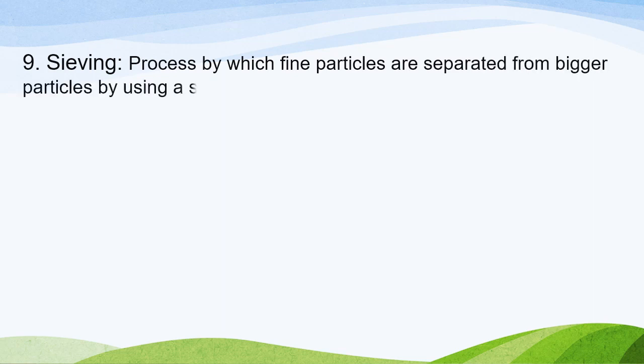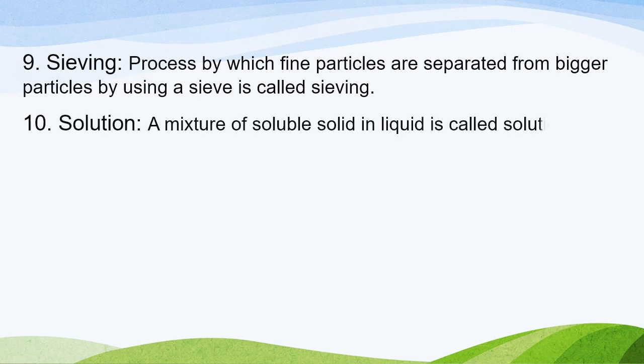Now see what is the ninth keyword. Sieving. Now see what is sieving. It is the process by which fine particles are separated from bigger particles by using a sieve. So in this process a sieve is used to separate fine particles from bigger particles. So it is called sieving. Now see what is the 10th keyword. Solution. A mixture of soluble solid in liquid is called a solution. If we mix any two substances which are soluble into water or anything, then it is called a solution.